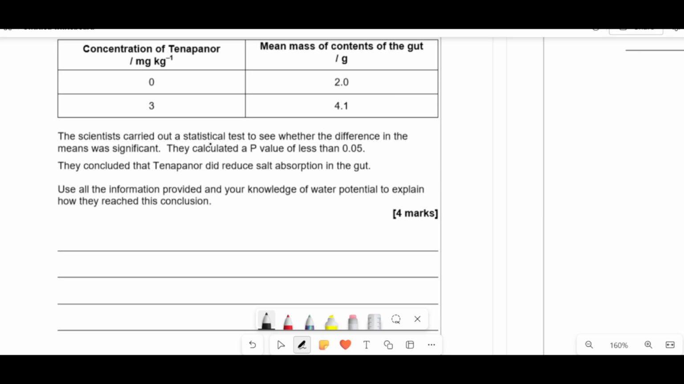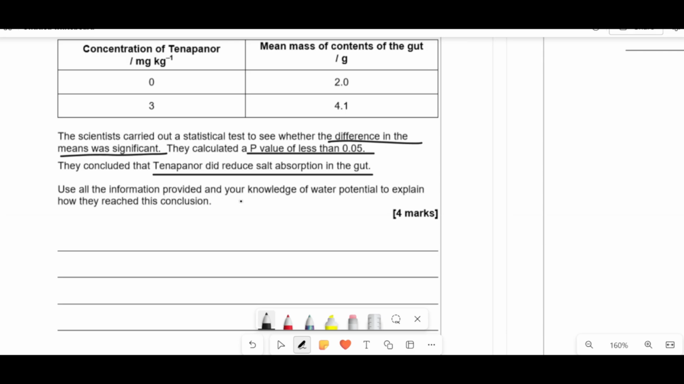Then it's told you as well, they did a statistical test to see if the difference in the means was significant, and they got a p-value of less than 0.05. This p-value is testing the difference in the means. That's what all p-values test, and you need to identify what it's testing. Not just say the results are significant, you get no marks. You need to say that this is testing to see if there's a difference in the means that is significant. They concluded that tenapanor did reduce the absorption in the gut.